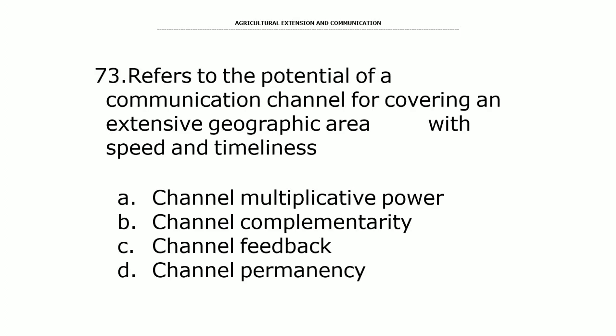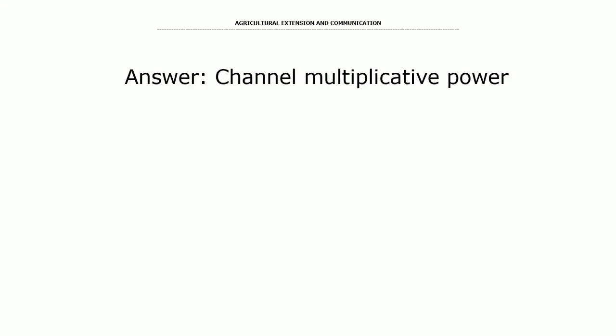Number 73. Refers to the potential of a communication channel for covering an extensive geographic area with speed and timeliness. A. Channel multiplicative power. B. Channel complementarity. C. Channel feedback. Or D. Channel permanence. The answer is channel multiplicative power.